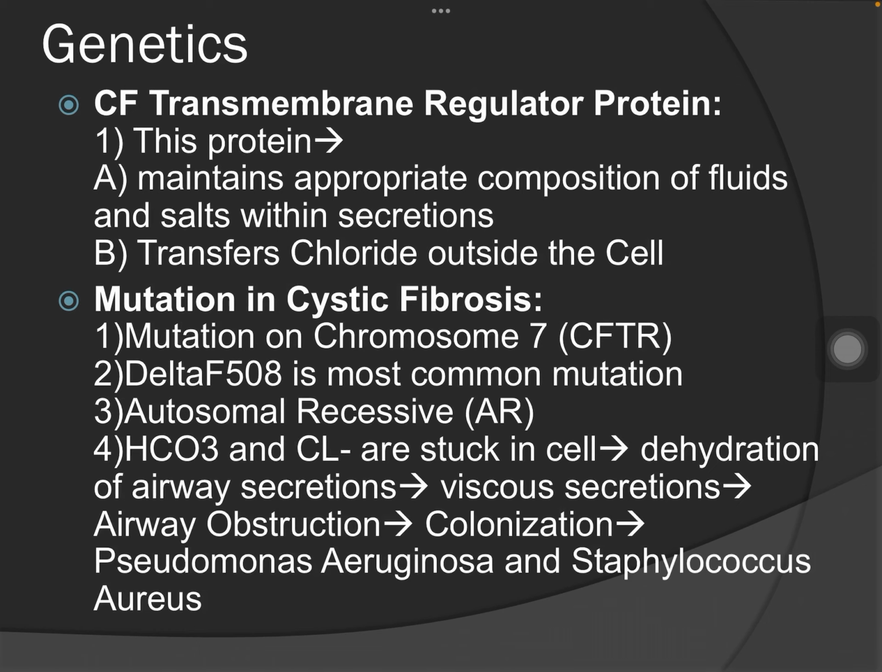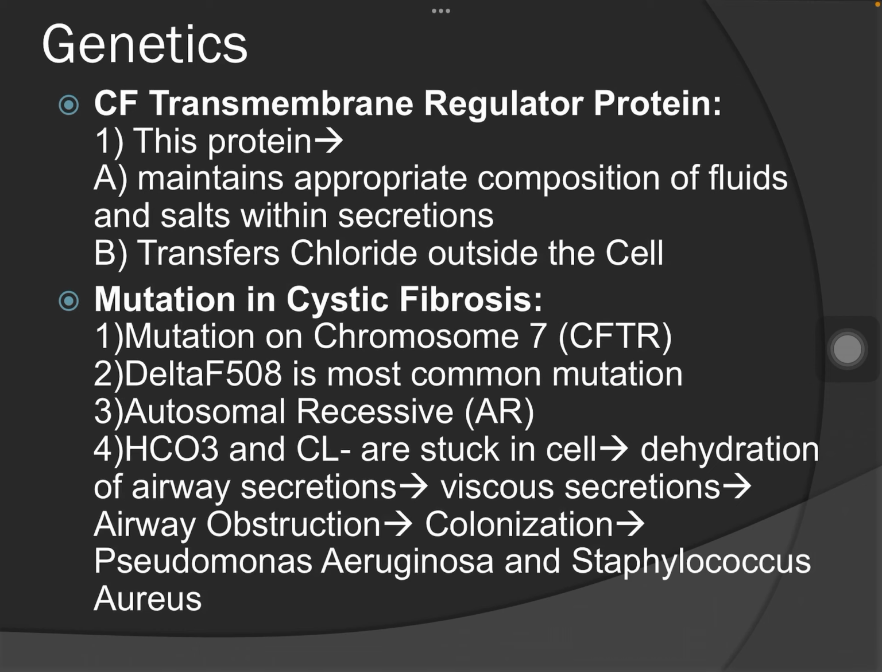Now, let's talk a little about genetics. We have something called the cystic fibrosis transmembrane regulator protein. This protein is present on chromosome 7. This protein maintains appropriate composition of fluids and salts within secretions, and it transfers chloride outside the cells. In cystic fibrosis, we have a mutation in the gene responsible for the cystic fibrosis transmembrane regulator protein, and this mutation of course will be on chromosome 7.